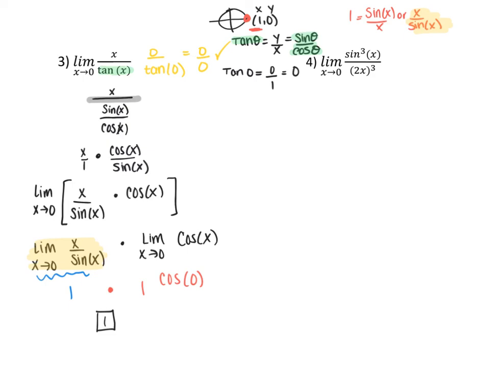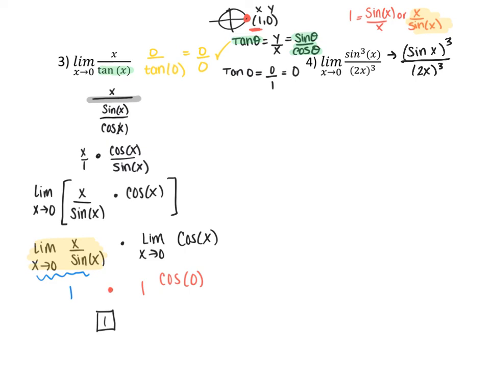All right, let's do the last one. So the last one says we want to find the limit as x approaches 0 of sine to the third x over 2x to the third. So first things first, we have to check direct substitution. So remember that sine to the third x is the same thing as saying sine x to the third power. Should have learned that in pre-calc as well as in algebra 2. And then this is just 2x to the third. We can leave it like that.